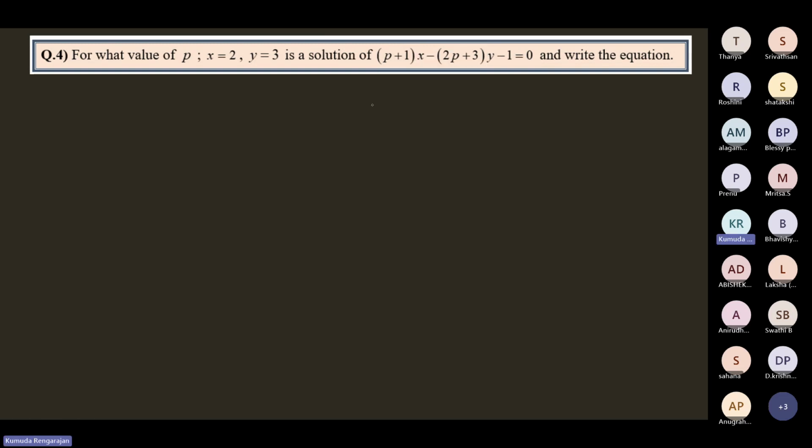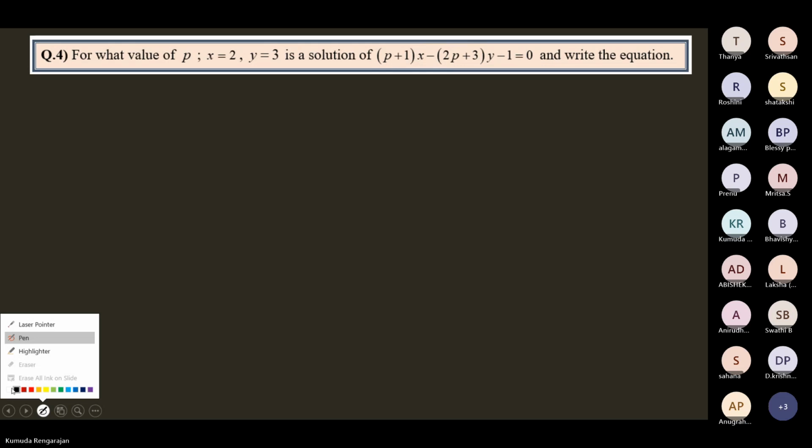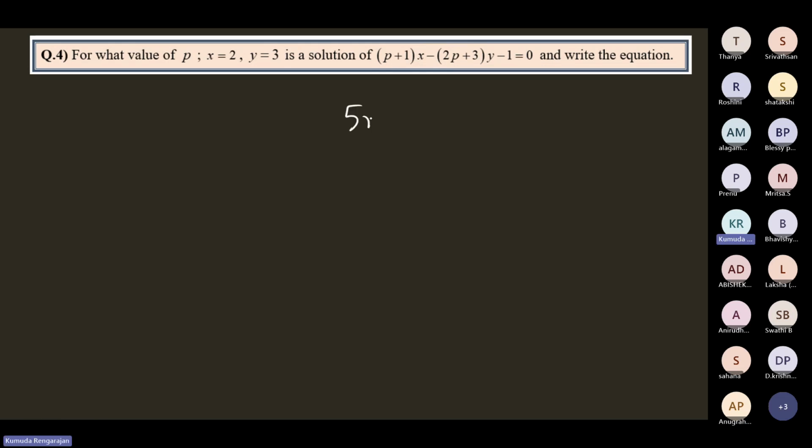See, like, what if you had 5x minus 7y minus 1 is equal to 0. This 5 is this p plus 1. I'm saying, for example, this 5x, the coefficient of x is 5. So that 5 is only p plus 1 here. 5x, p plus 1x. So once you get the value of p, supposing p is 4, 4 plus 1 is 5, 5x.